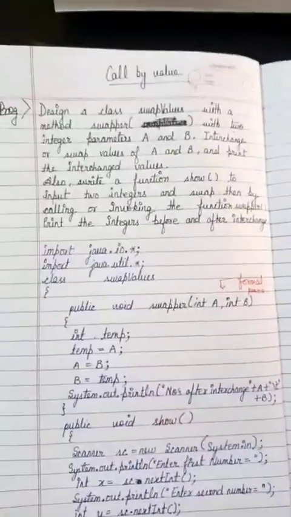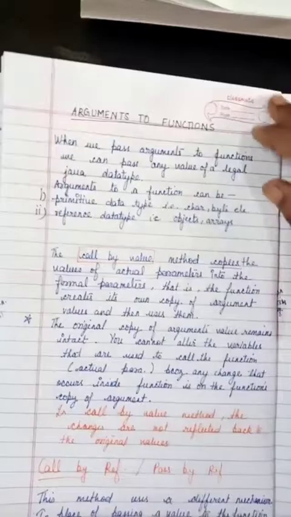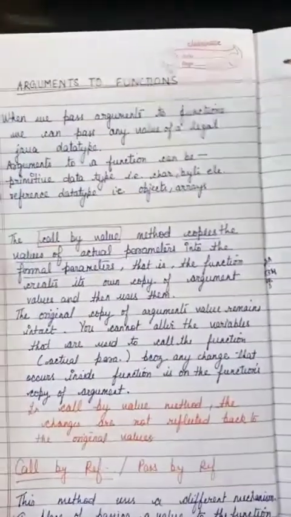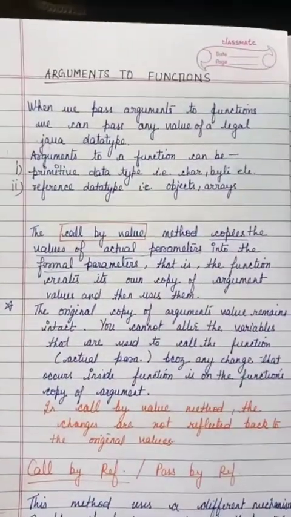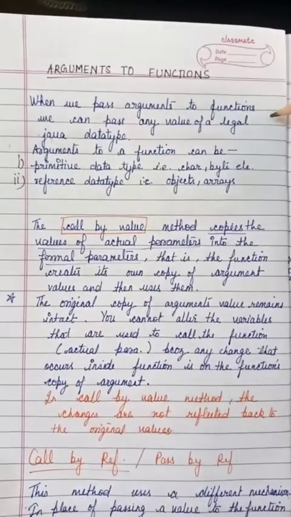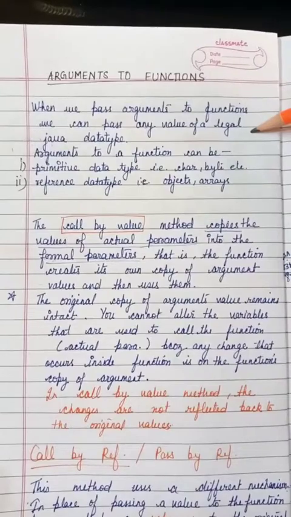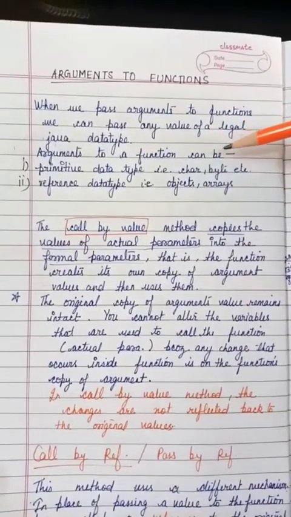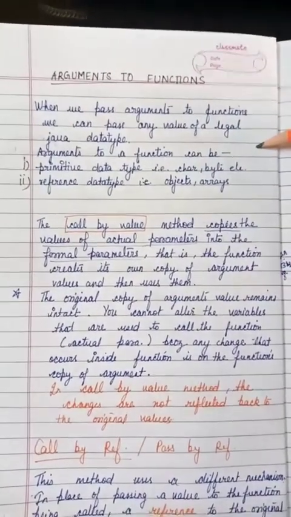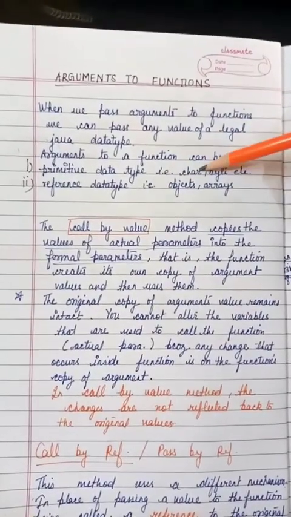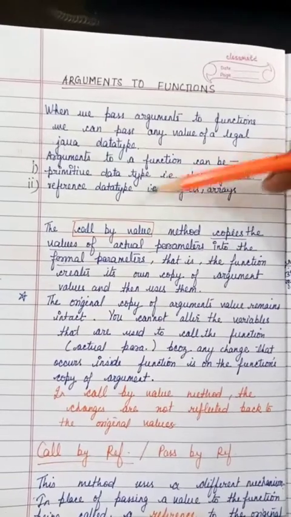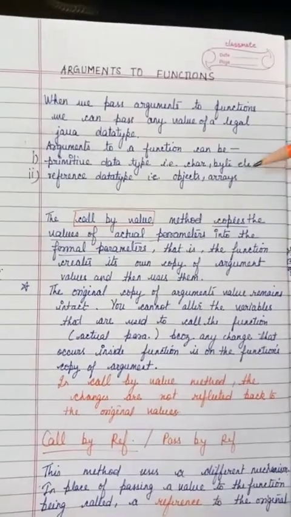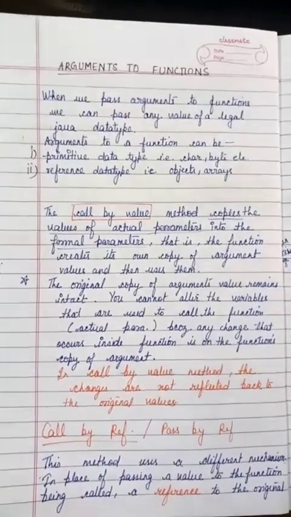Now come to how to invoke arguments to functions. When we pass arguments or parameters to functions, we can pass any value of a legal Java data type. You must know about the primitive data types, Java data types. And the arguments to a function can be of two types: primitive data types, char, byte, int, long, etc., and reference data types, that is, object and array. These two types of arguments can be there to a function.